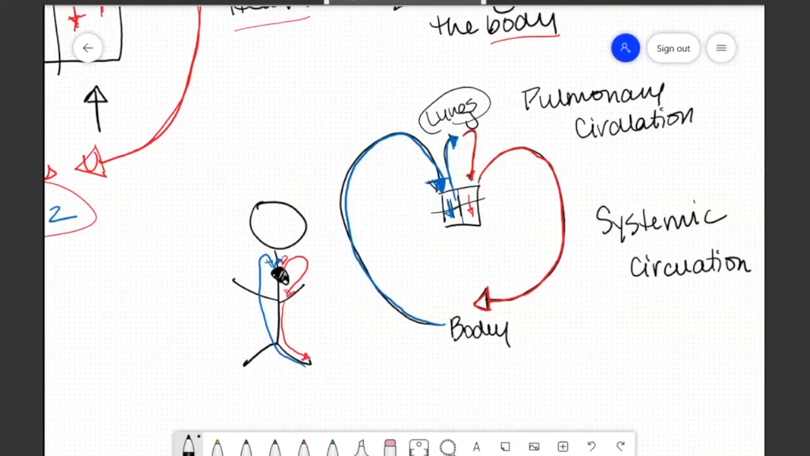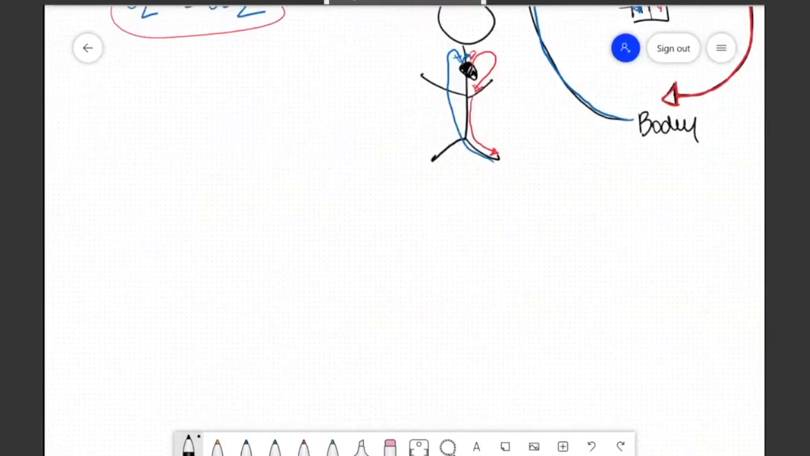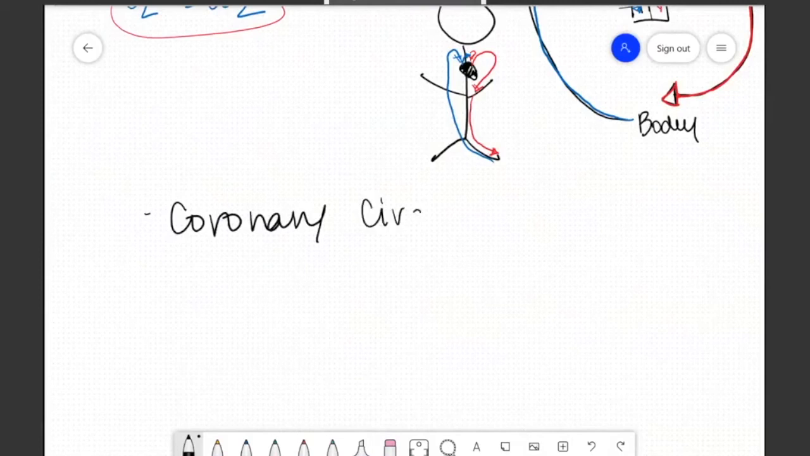So the third one I said that we needed to talk about was going to be coronary circulation. So coronary circulation is actually pretty easy.